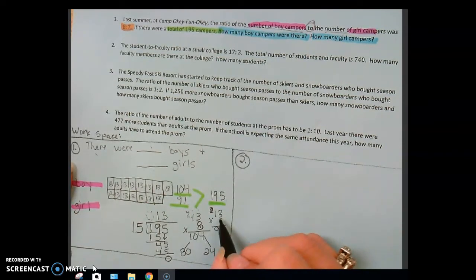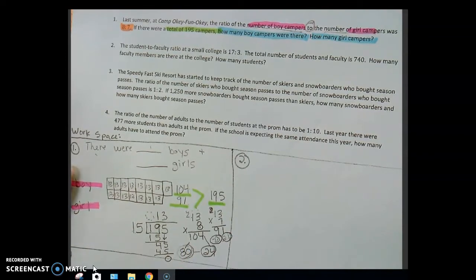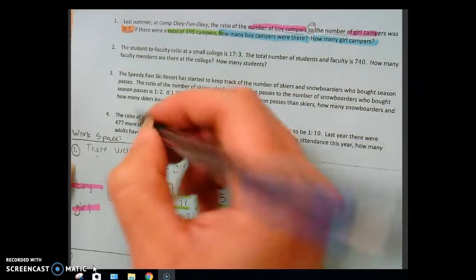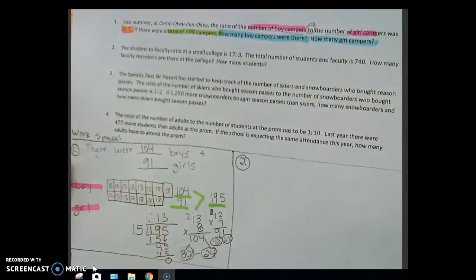And here I could do the same thing. I can break this into 7 times 10, which would be 70, and 7 times 3, which is 21, and then I can quickly add those together to get 91 as well. So just practicing breaking those up to do it more mentally in our heads than doing those steps, which sometimes might help us to keep from making some mistakes. So my answer here, there were 104 boys and 91 girls.